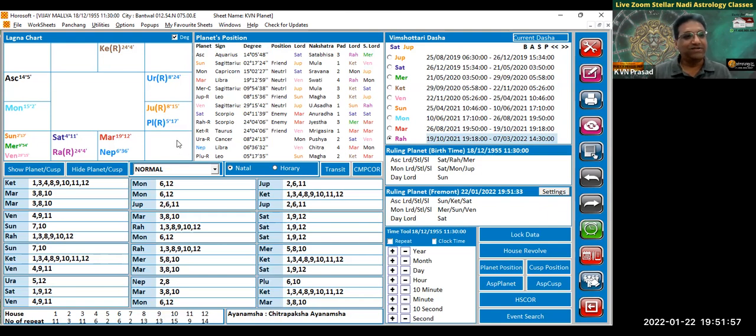3, 6, 8. Ketu, what does it say? 3, 8 is there. In all three, it is repeating. It says so, that means the weightage is more. Venus, in sublord level, 3, 8 is there. 3, 8, 12. It is very strong. Sun, 3, 12. 3, 8, 12.